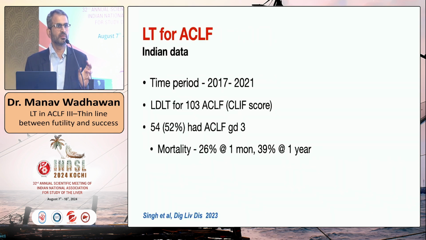Third is from Delhi. My dear friend Shweta published this paper from Dr. Subhash Gupta's group. Over 4 years, 103 ACLF patients underwent transplant. ACLF was defined by the CLIF score. 54 of them had grade 3 ACLF. They showed a mortality which is, I would think, similar to what you see in the real world: 26% at 1 month, 39% at 1 year.